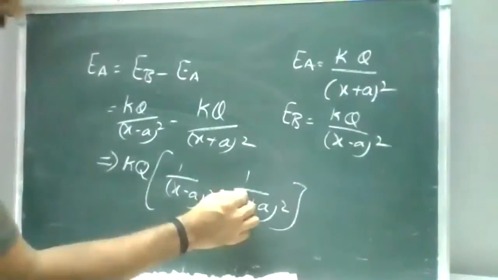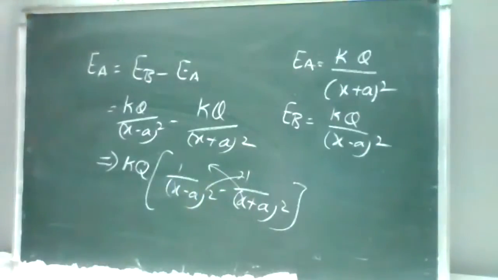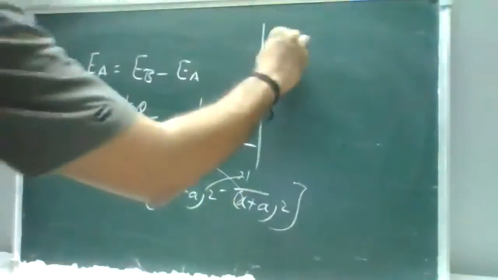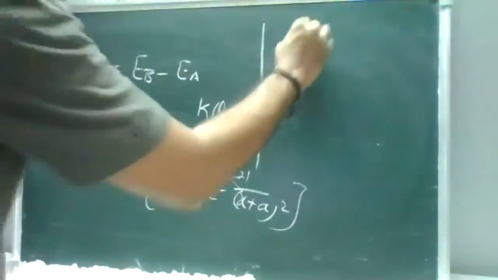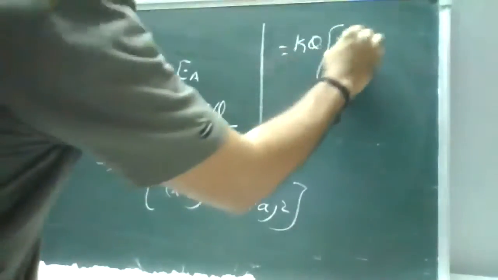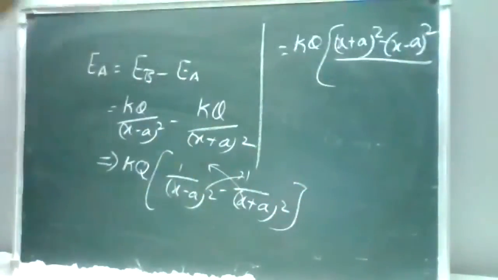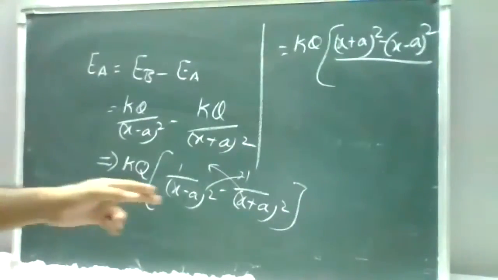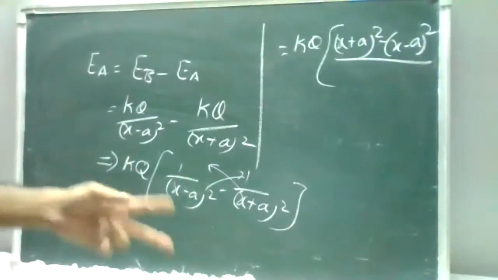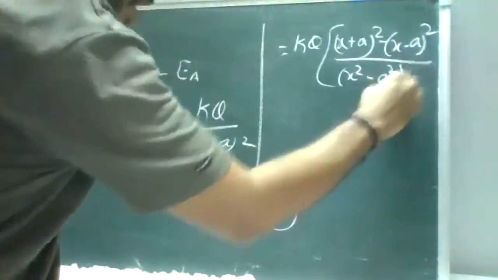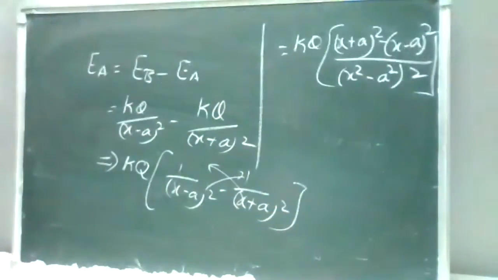Now I take the LCM and cross multiply. In the final equation, the numerator will be kq, constant separated, into (x plus a) whole square minus (x minus a) whole square, over (a minus b) whole square into (a plus b) whole square in the denominator. When we discuss a minus b into a plus b, it is a square minus b square, so here it is (x square minus a square) whole square.